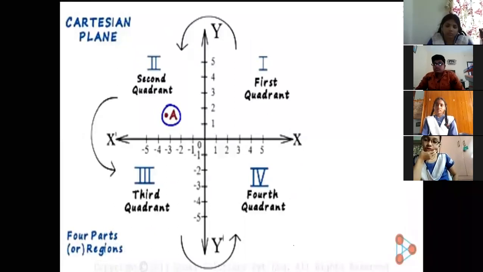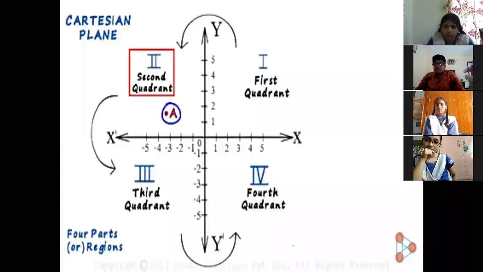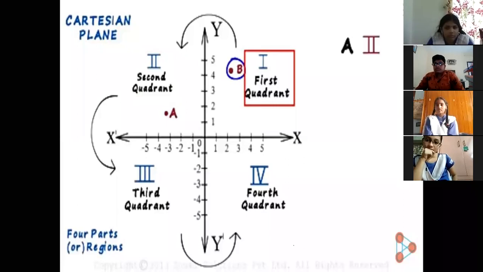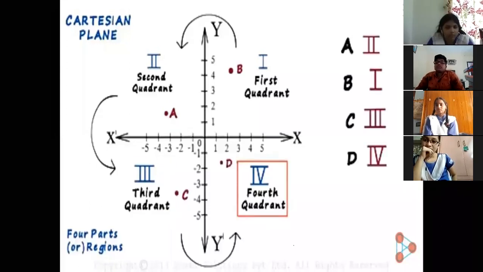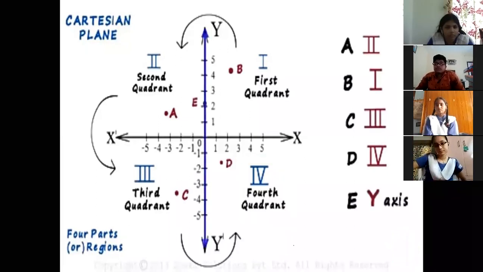So now we take point A here. This is in the second quadrant. Now let's take another point B. It lies in the first quadrant. Now if we take another point C, it lies in the third quadrant. Next we take a point D. It lies in the fourth quadrant. Now we saw the points lying in every quadrant.